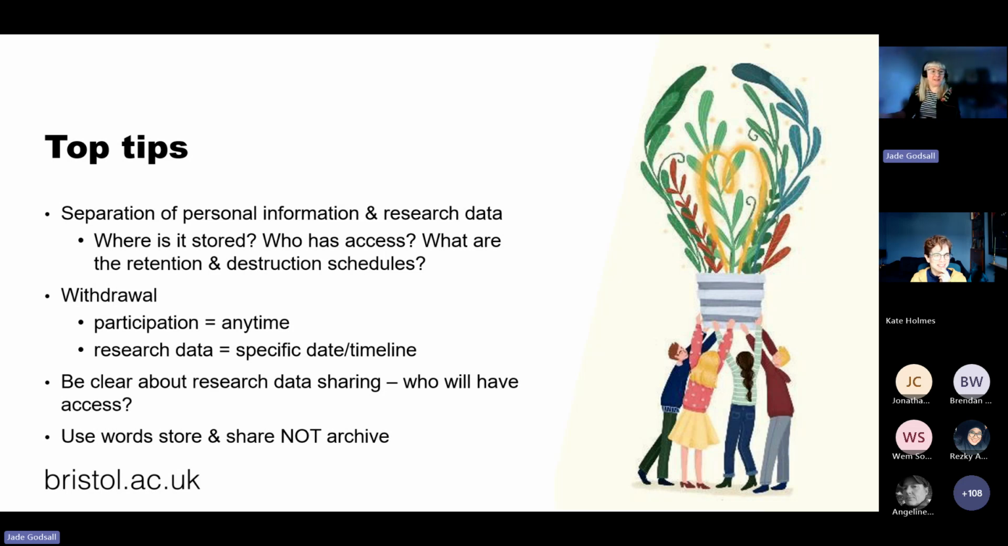Also, use the words store and share, not archive. Archive as a word can be so easily misinterpreted to mean either share with the world or store under lock and key. So your wording really should be simple and clear. And again, we're here to help, so make sure you email your local research support team using the library if you want any advice.